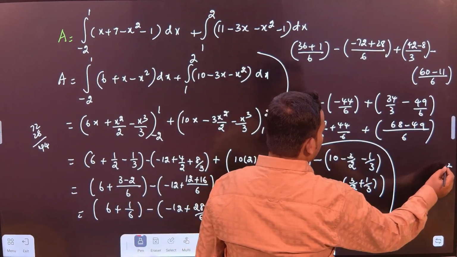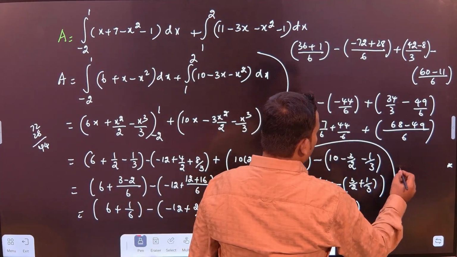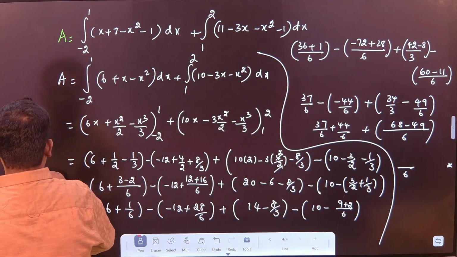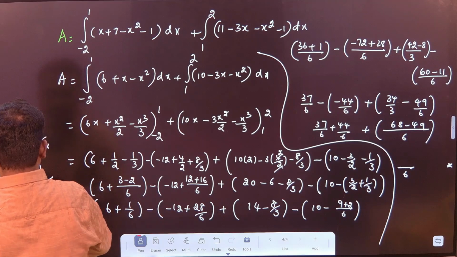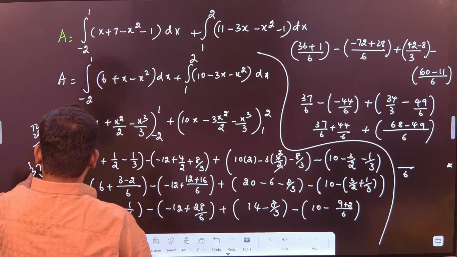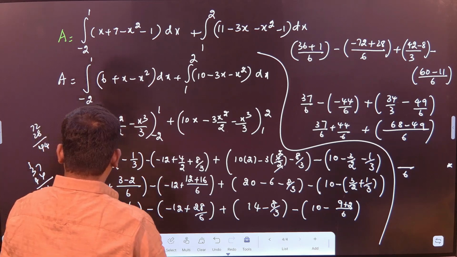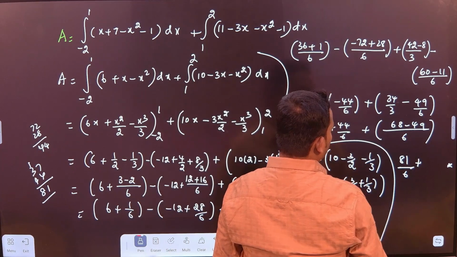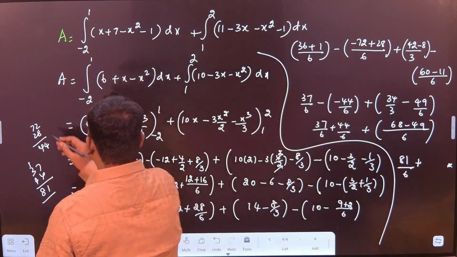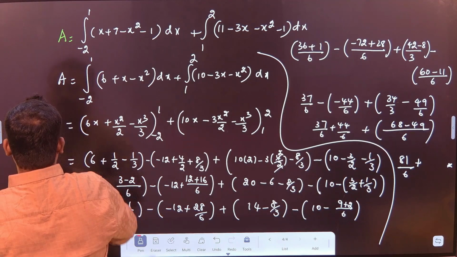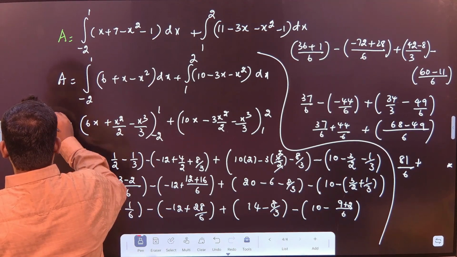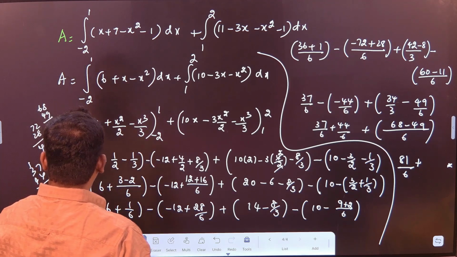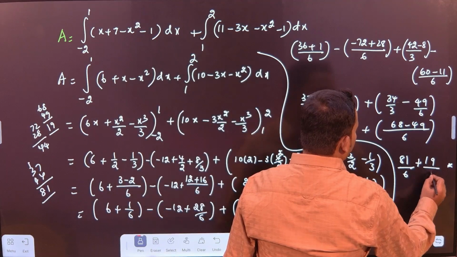So now you can take this one. 37, take the LCM 6. 37 plus 44, how much will it be? 81, right? So 70, 81. Yes. 81 by 6 plus 68 minus 49. 68 minus 49 is 19. So 5, 1, 9, right? 50 and 18, 68. 19 over 6.